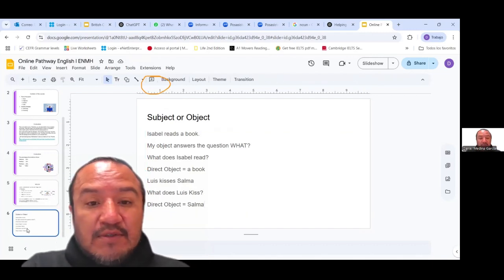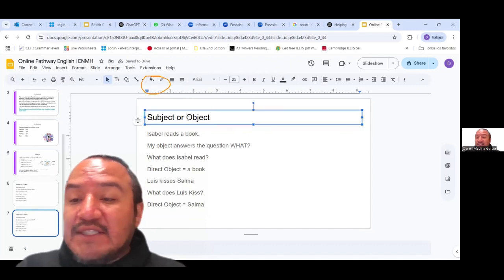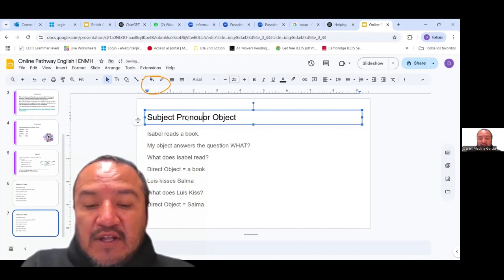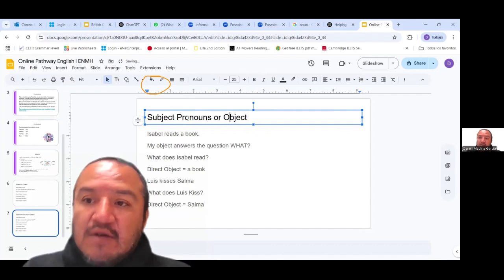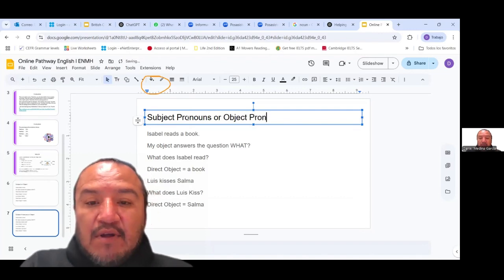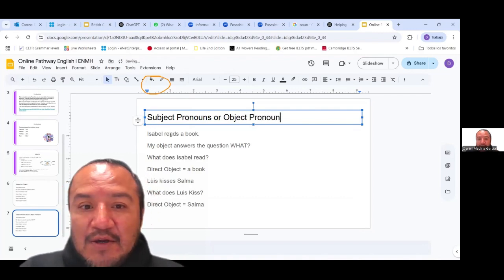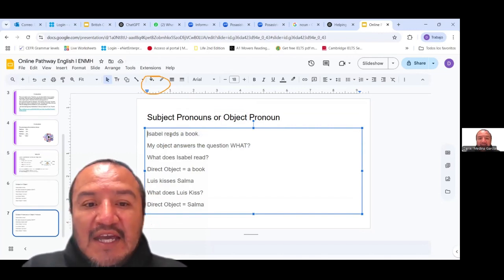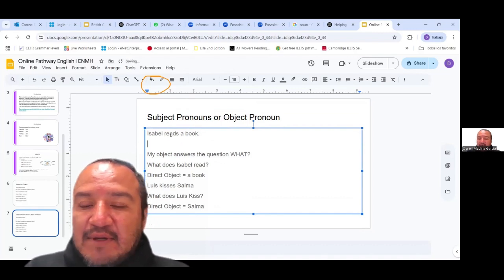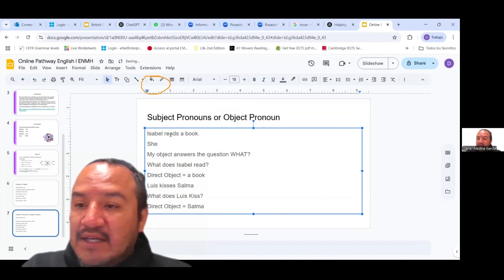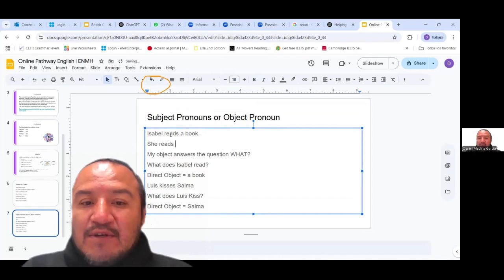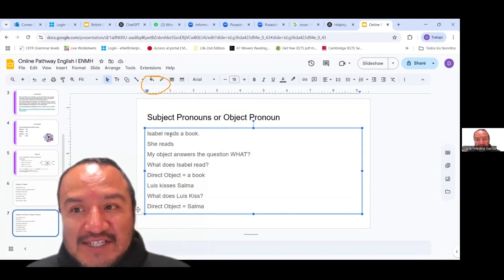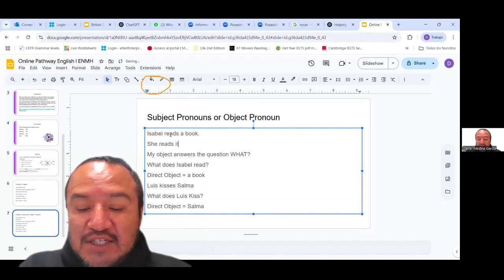Now, something else that you have to take into account. These subjects or objects can also be pronouns. And what is this? A pronoun is a word that goes instead of the subject or that goes instead of the object. But depending on the position, you're going to have to use the correct one. Isabel reads a book. If I want to switch this Isabel for a pronoun, we say that Isabel becomes she. She reads a book. A book can also have a pronoun, but in a different position because it's in the position of the object. So I say she reads it.